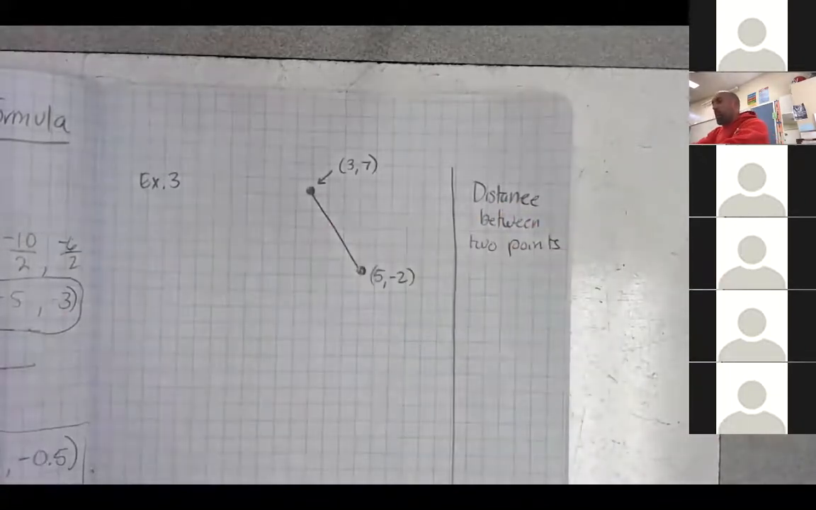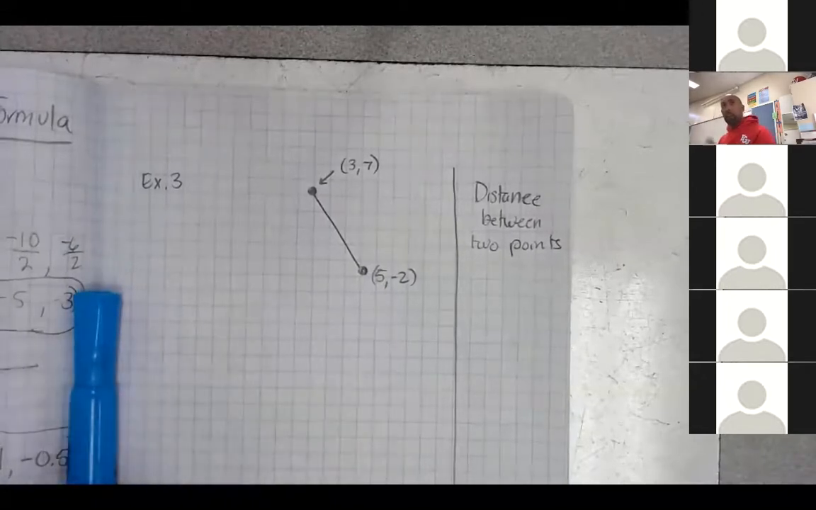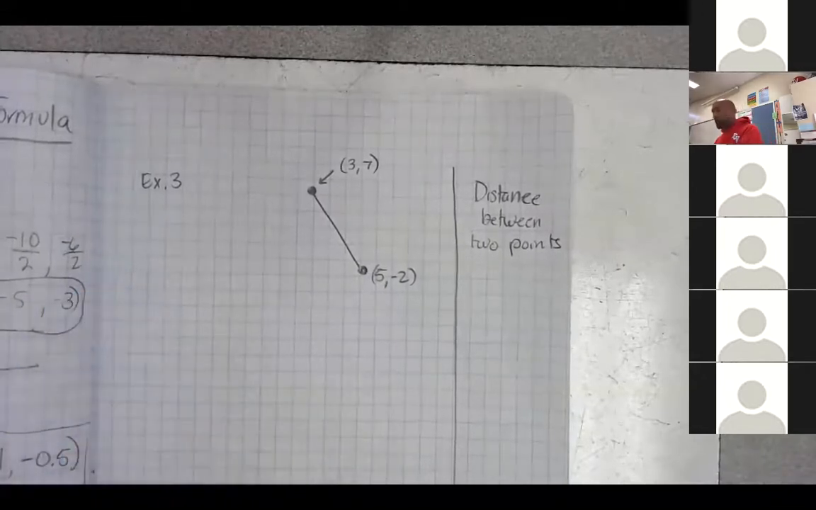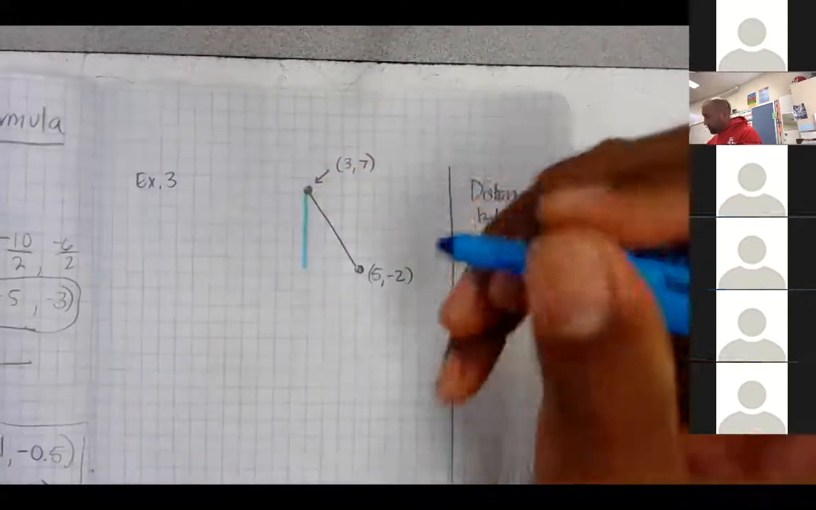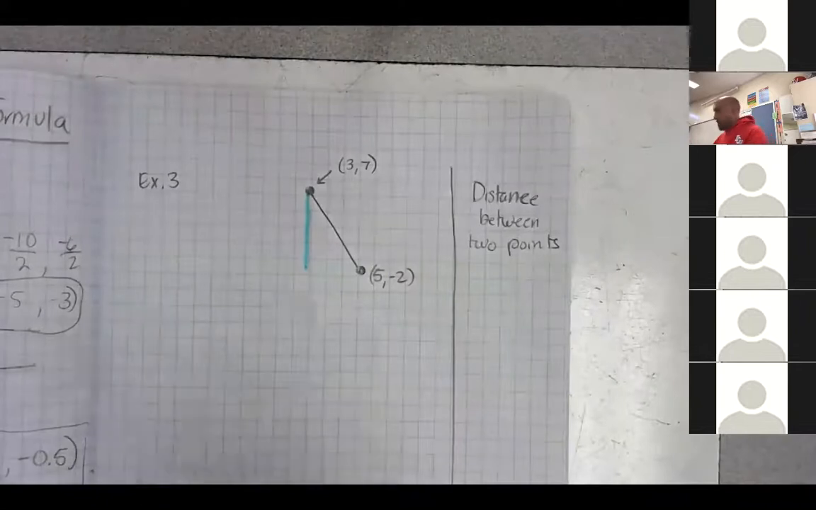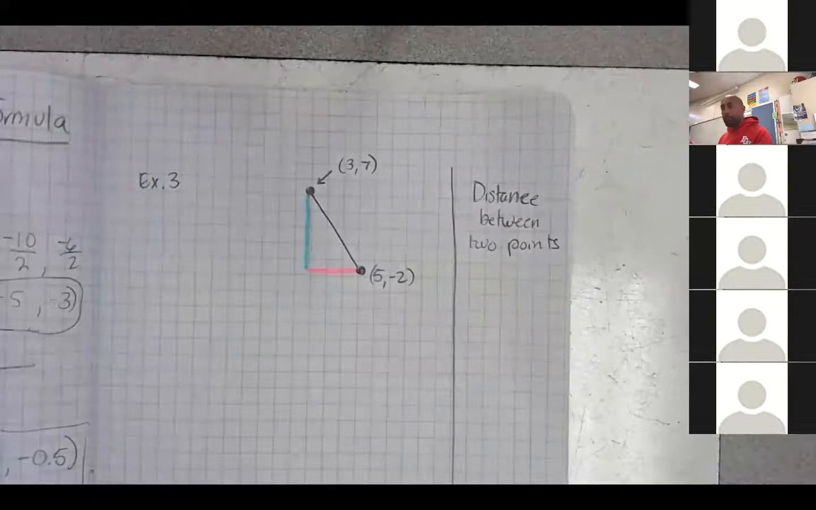All right, so I'm gonna bring out some highlighters for the second part. And then we're gonna make a right triangle out of those 2 points, just like we did on the Deltamath. So there's my first leg. And then there's my second leg, okay?